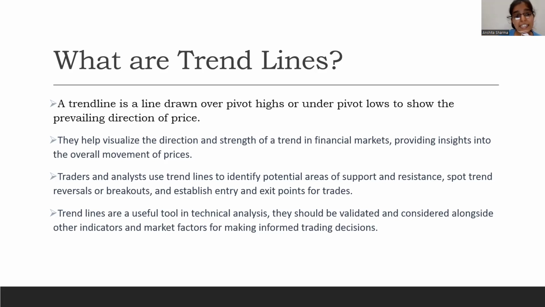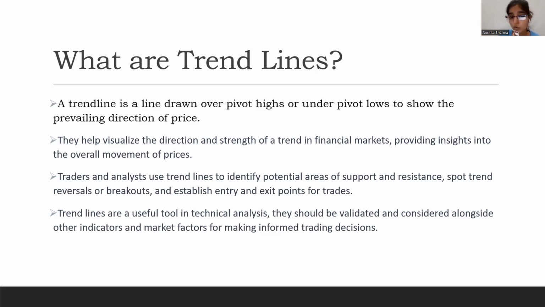Traders and analysts use trend lines to identify potential areas of support and resistance. Support is basically where buyers step in. If gold is at 50,000 rupees, then this situation can be called support, where a lot of people will be buying. And resistance is when the price shoots up to 70,000 or 80,000, which means there are a lot of sellers who will be selling that particular asset.